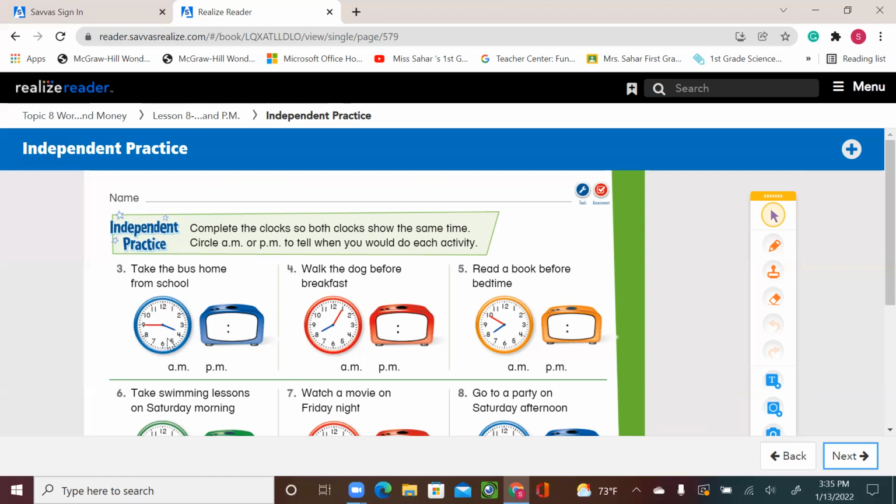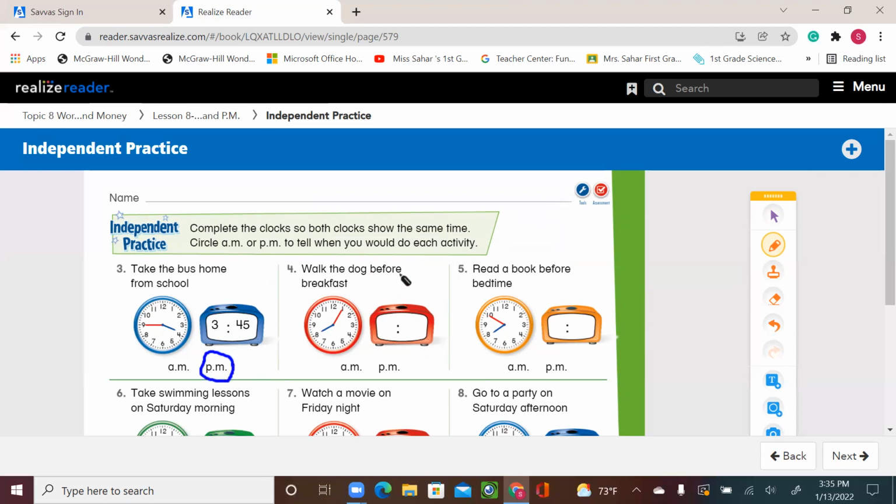I see it. It's 3:45 because my hour hand is between 3 and 4, and then the minute hand is on 9. That means 45 minutes. So it's 3:45. I can write this down. 3:45. And this is my time. And I'm taking the bus home from school. So I'm returning from school. So of course that would be 3:45 p.m. So let's circle p.m.